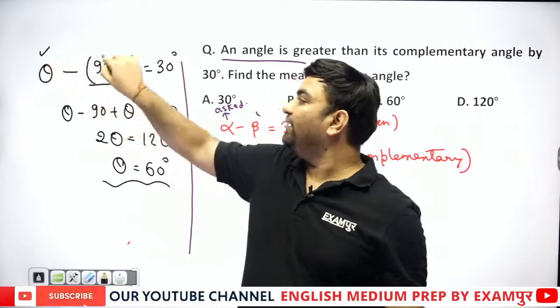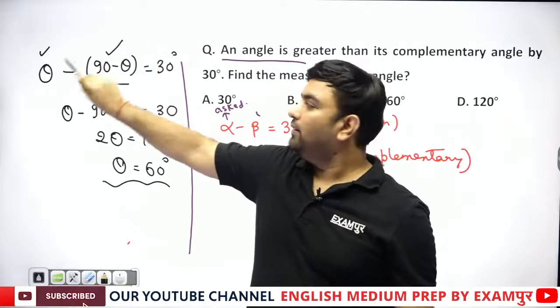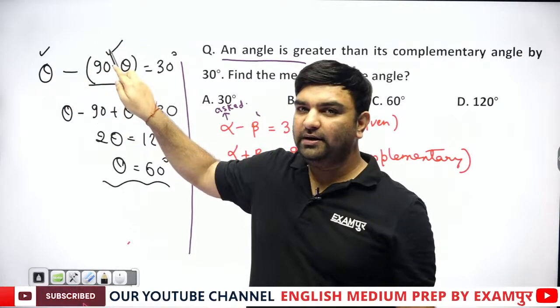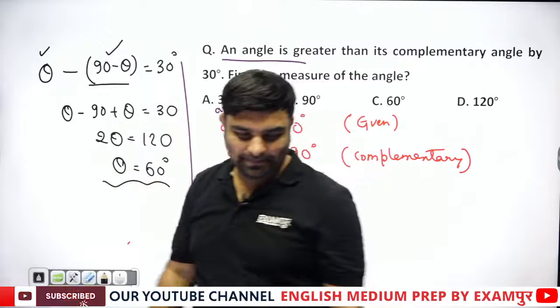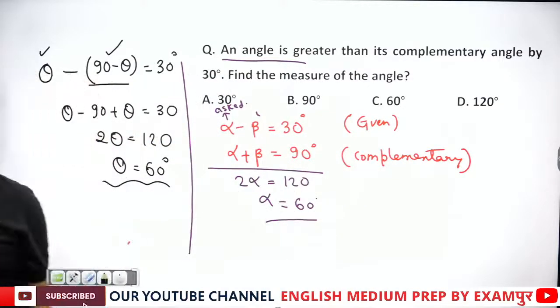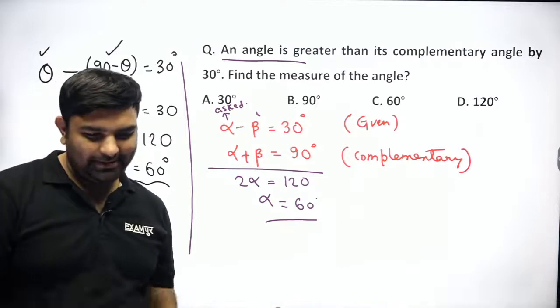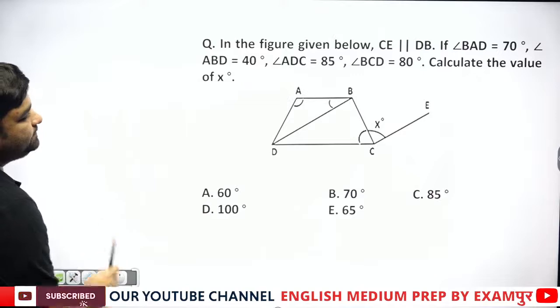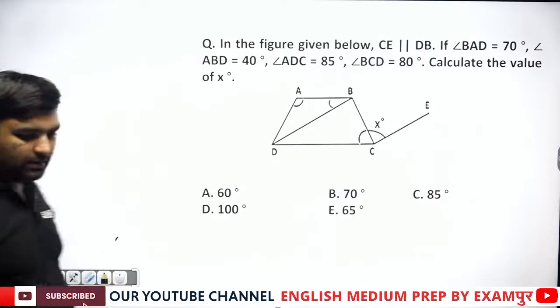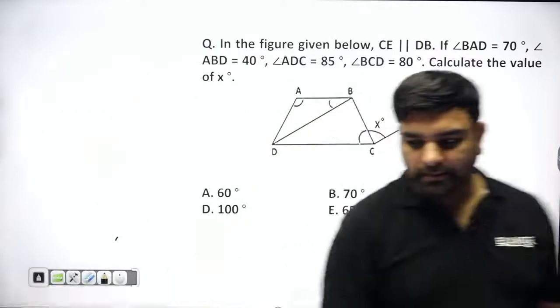An angle greater than its complementary angle by 30 degrees. Cool. Let's move on.